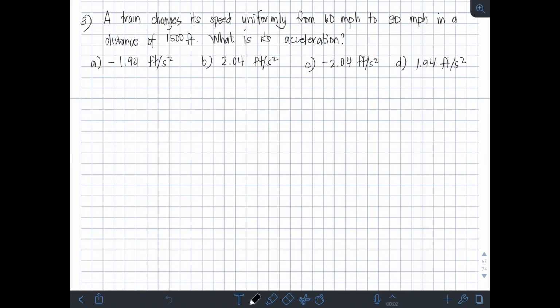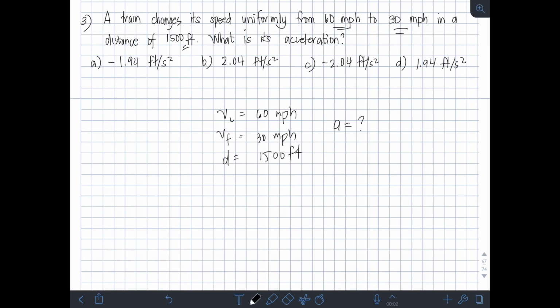Okay? Next, we have a train changes its speed uniformly from 60 mph or 60 miles per hour to 30 mph or 30 miles per hour in a distance of 1,500 feet. What is its acceleration? Okay, so anong equation ang gagamitin natin dito? So, given kasi tayo ng initial velocity, right? 60 mph. So, VI is equal to 60 mph. And then, final velocity, VF is 30 mph, right? And then, meron din tayong distance equal to 1,500 feet. So, ang hanapin natin is yung acceleration, A.